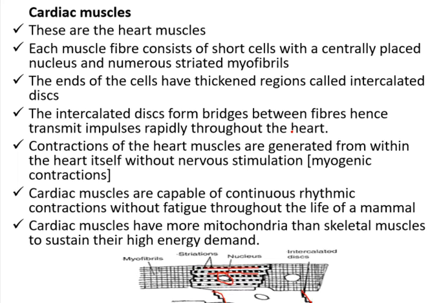Then the cardiac muscles are capable of continuous rhythmic contractions without fatigue throughout the life of a mammal. And the cardiac muscles have more mitochondria than skeletal muscles to sustain their higher energy demand. Remember, the heart continuously pumps without stopping, and therefore it needs a lot of energy, and therefore it must have numerous mitochondria.